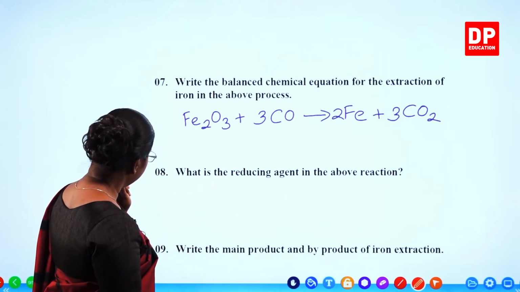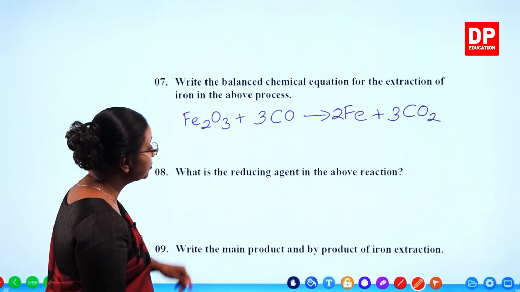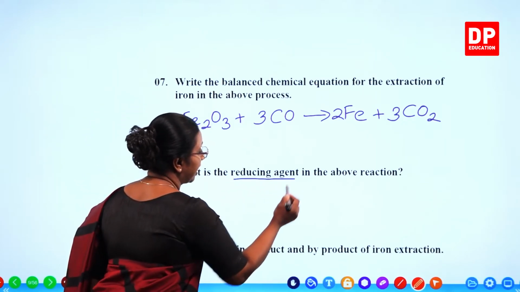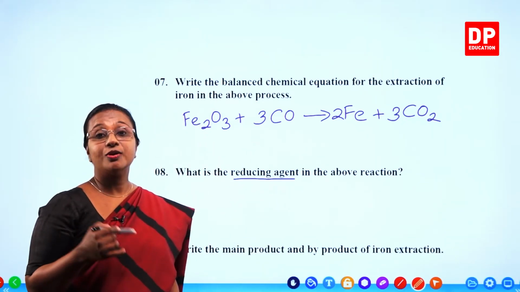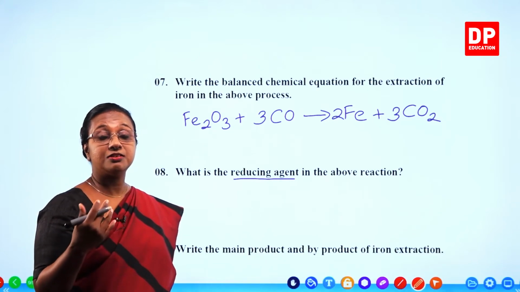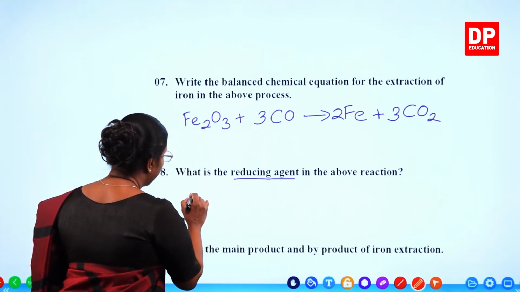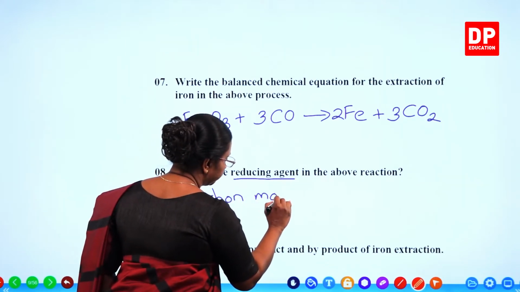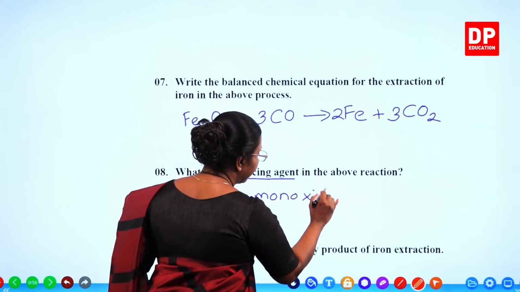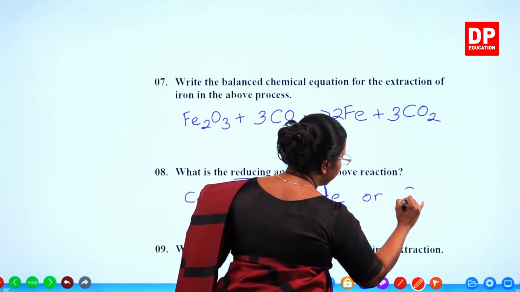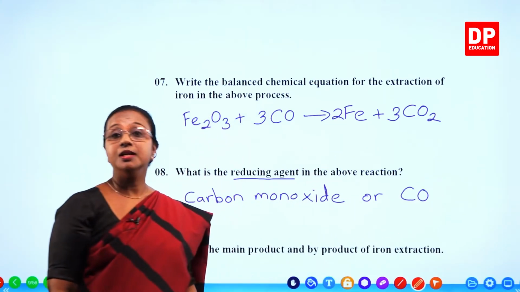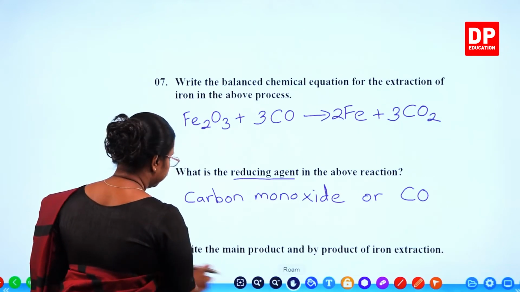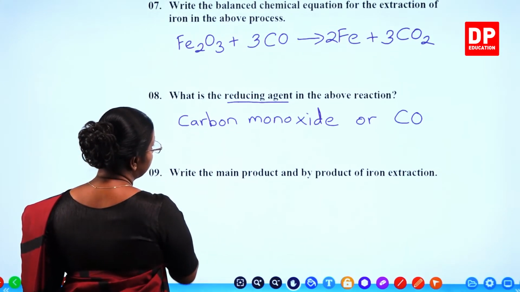Then the 8th one. What is the reducing agent in the above reaction? Reducing agent. So I have mentioned this reducing agent, reductant, that is carbon monoxide. Carbon monoxide. You can write the name or you can write it as CO, carbon monoxide. Then the next question.